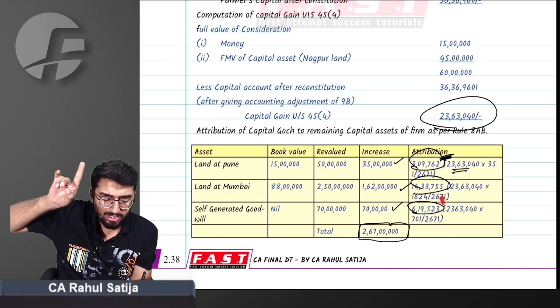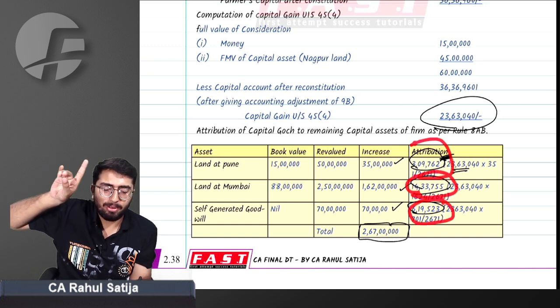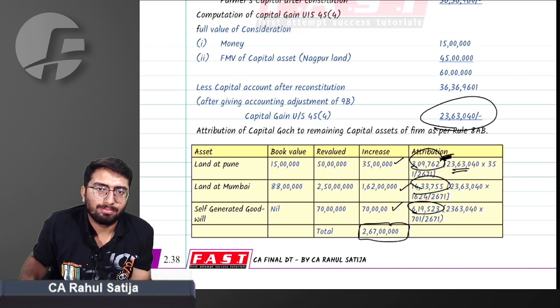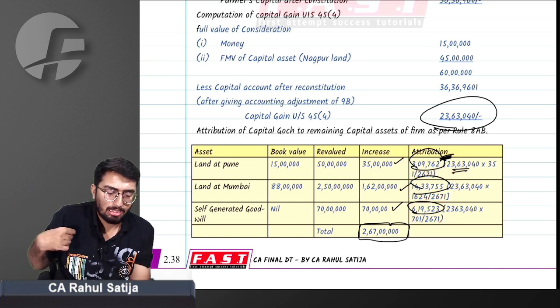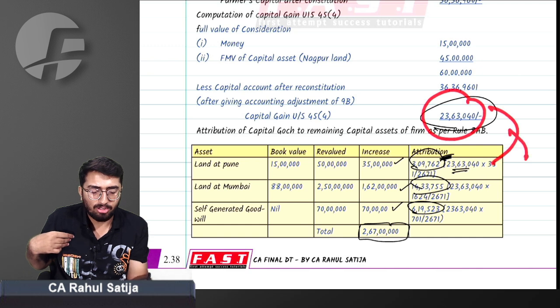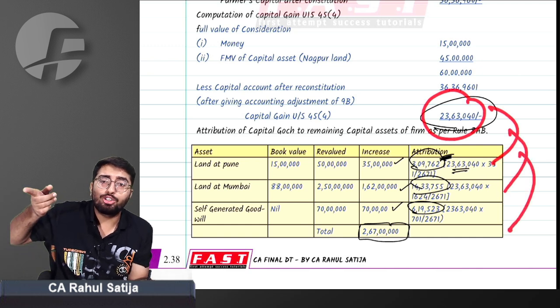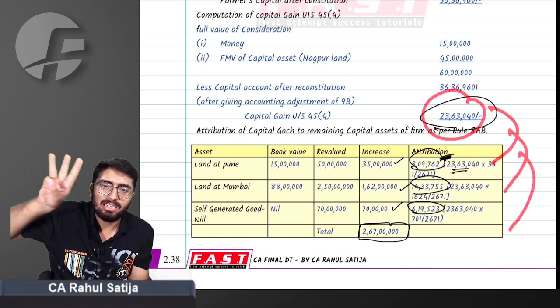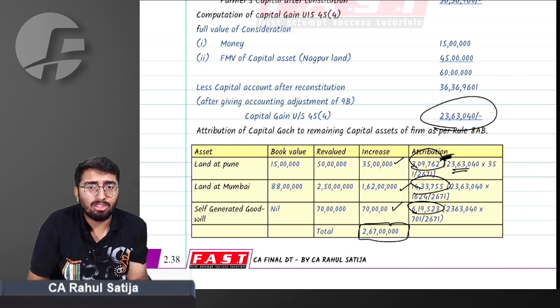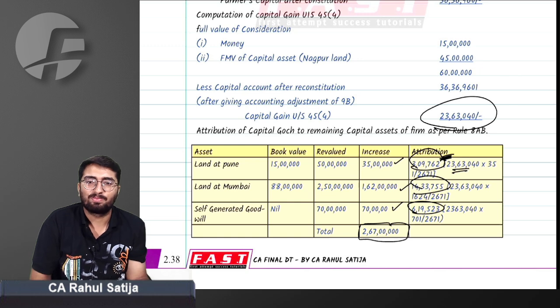Whether the apportioned capital gain will be long-term capital gain or short-term capital gain. My question is, we are apportioning this capital gain to different assets. Whether this apportioned capital gain will be long-term or short-term. The right answer is, in these three cases it will always be short-term, otherwise it will always be long-term.